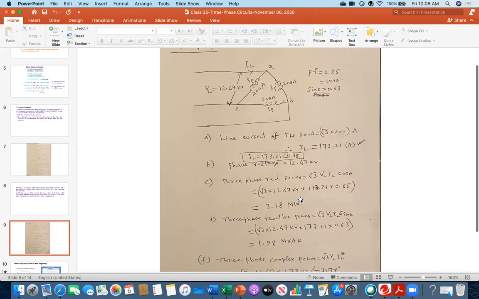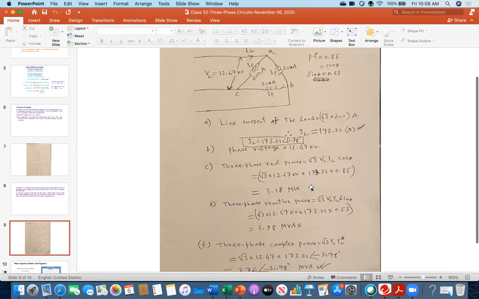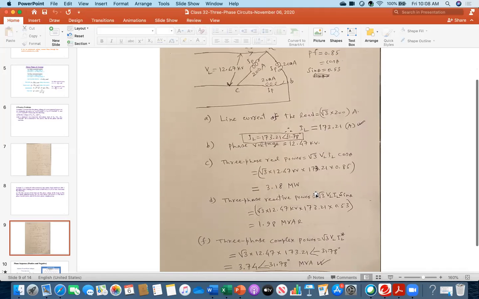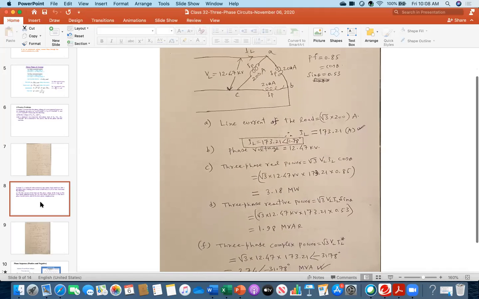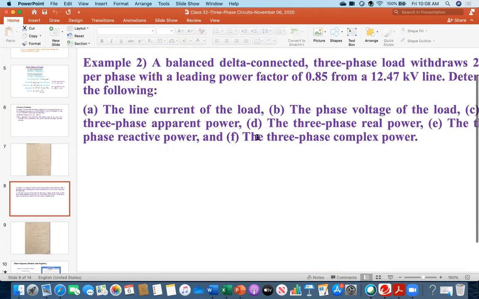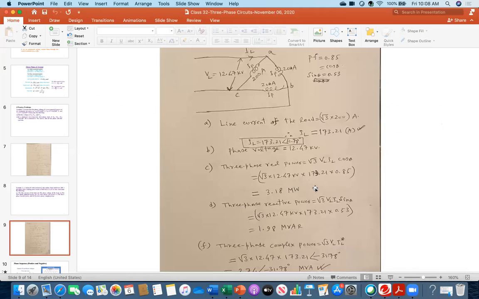Okay, as you can see, we don't have much time and some of you have next class. The next question is: what was the three-phase apparent power? What was the three-phase real power? What was the three-phase reactive power? What was the three-phase complex power? I am just giving you the pointer, and then you will look.